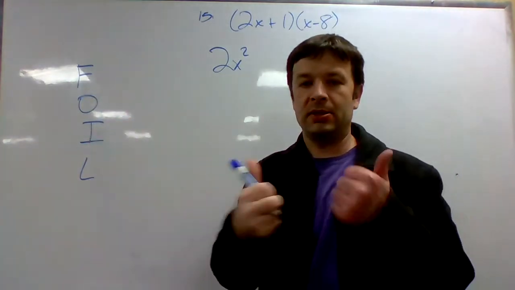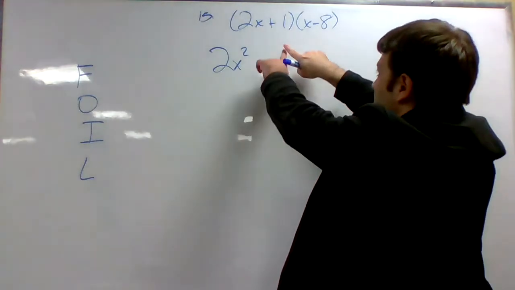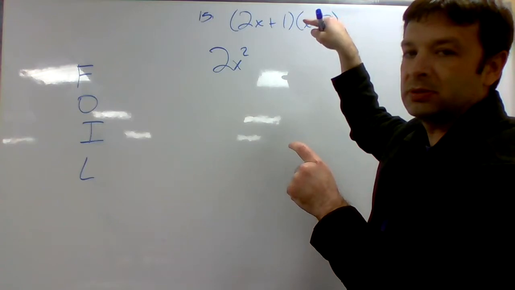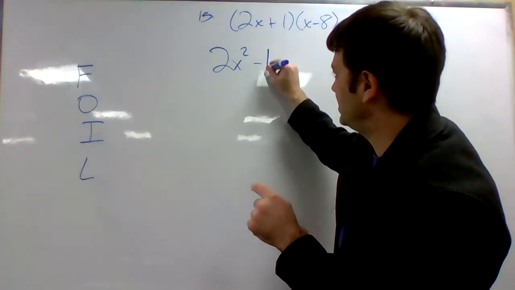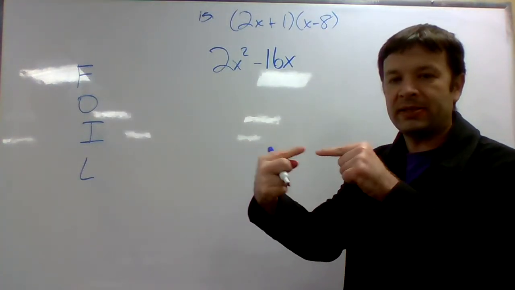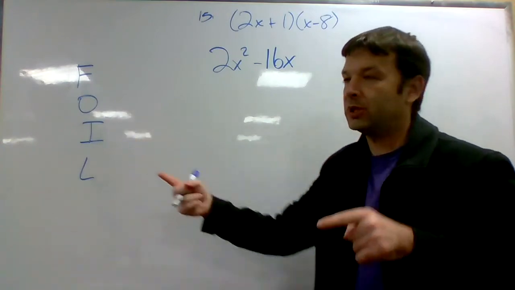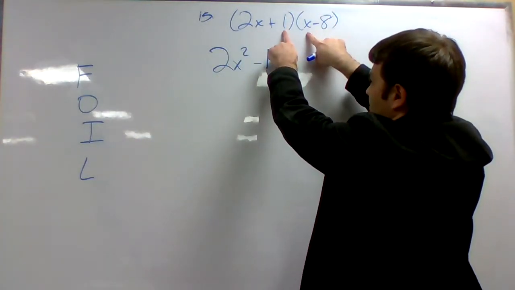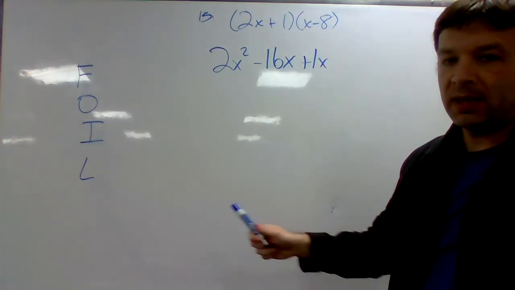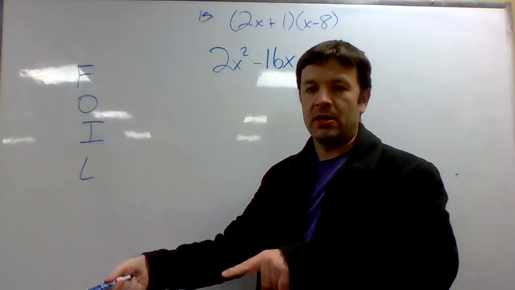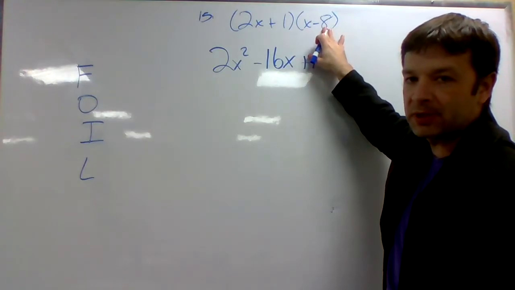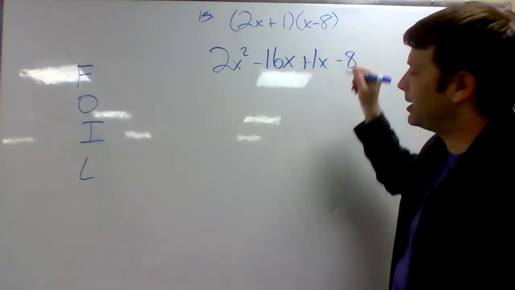Okay, outside, that would be negative 8 times 2x. Negative 8 times 2 is negative 16 x, don't forget the x. Inside, it's the next one. Inside, 1 times x, 1x. Okay, and then what did the L stand for? Last. The last 2. So that would be a positive 1 times a negative 8, which would be negative 8.